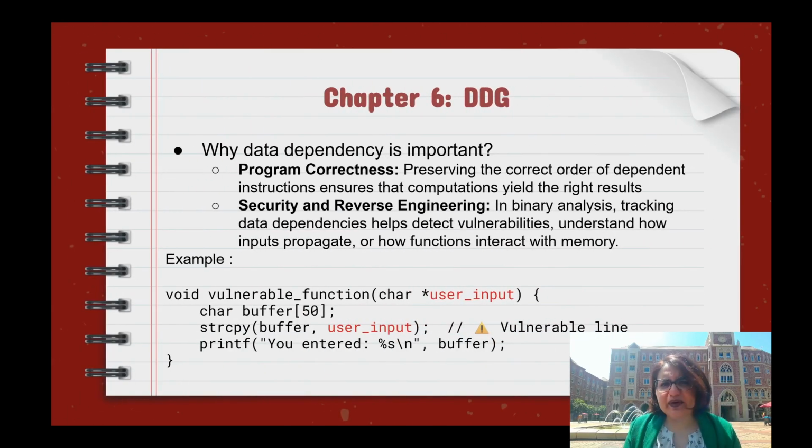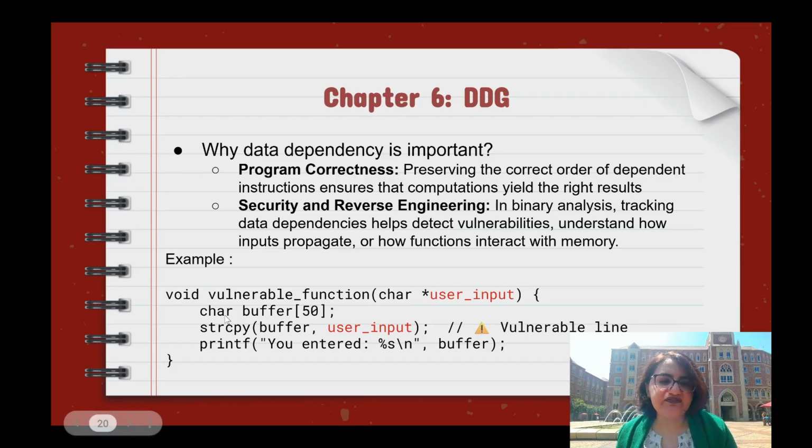Now, why is data dependency important? It is important for program correctness, because it preserves the correct order of dependent instructions, which ensures the computations yield the right results. It is also important for security purposes. Data dependency can help us identify vulnerabilities much faster, and it shows how the inputs into a program actually propagate.